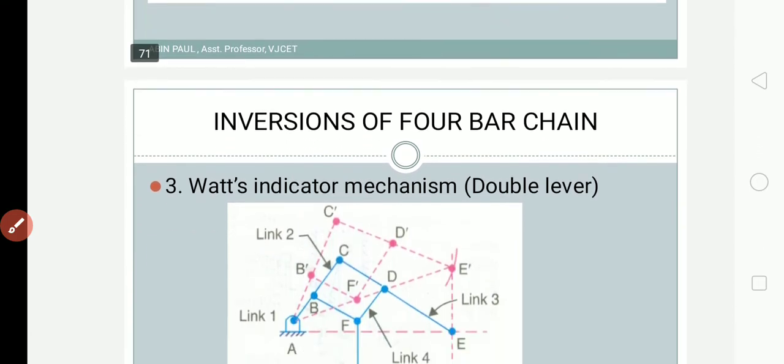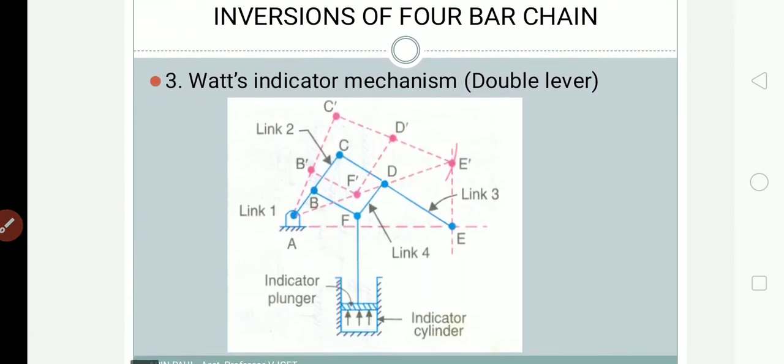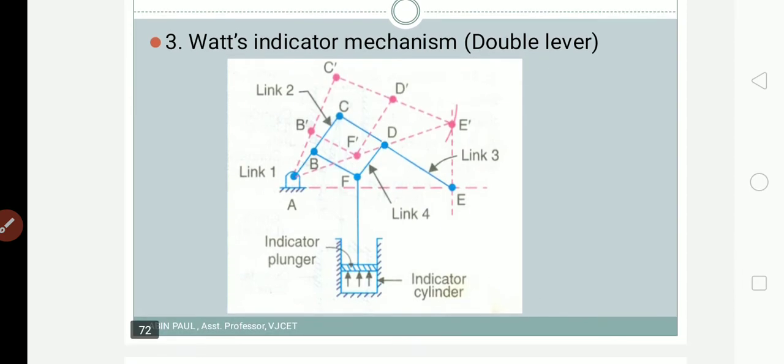And coming to the third one, that is Watt's indicator mechanism. This is actually an indicator mechanism which is used to indicate some levels of fluids or oil or something like that. So that is actually used as an indication mechanism. So it is also a four-bar mechanism. You can consider it as a four-bar mechanism. So here you can see the Watt's indicator mechanism.